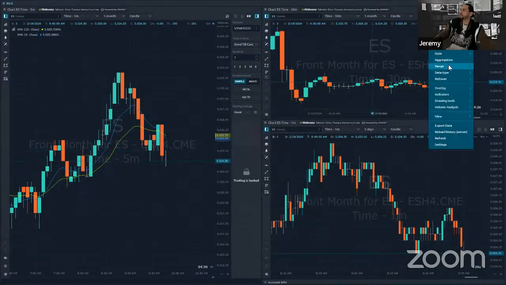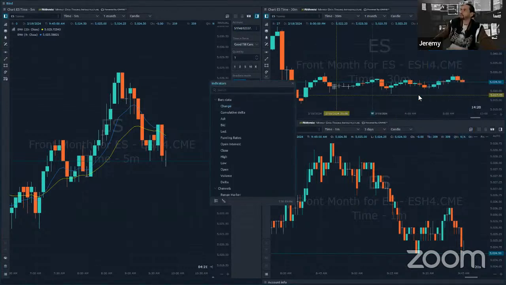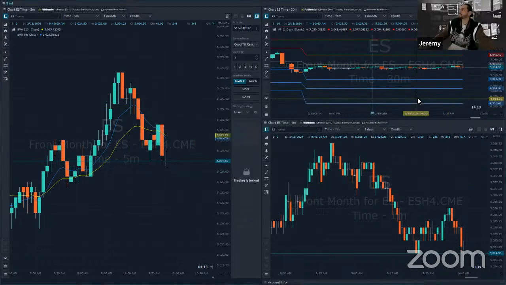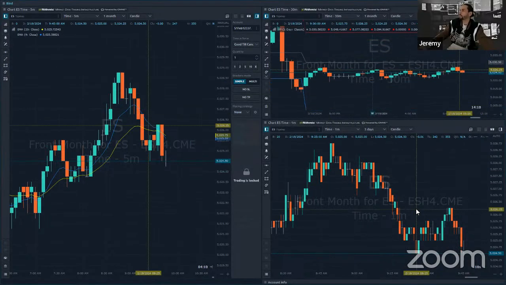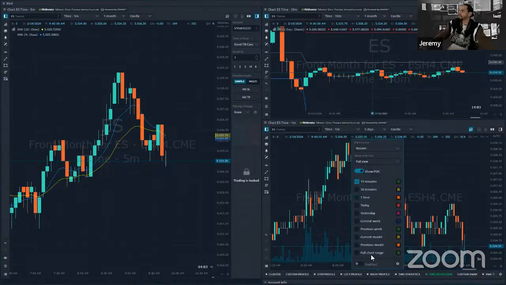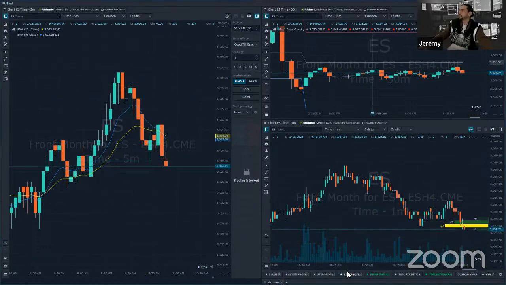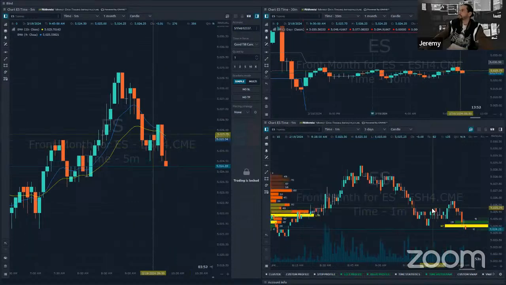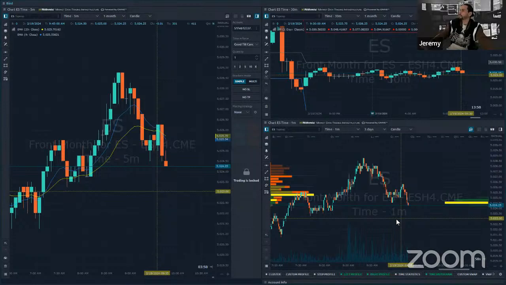Okay, and then on the 30 minute, I'll put the pivot points, just in case I'm not looking at it and it comes to a pivot point. And then on the 1 minute, I'll run volume profiles. I like time and sales. I like the POC. So I'll run something like that on the 1 minute.